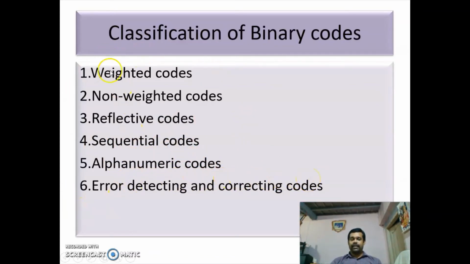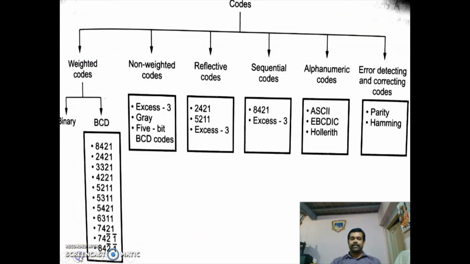So we have six types of codes: weighted codes, non-weighted codes, reflective codes, sequential codes, alphanumeric codes, and error detecting and correcting codes. These are the codes that we can classify.